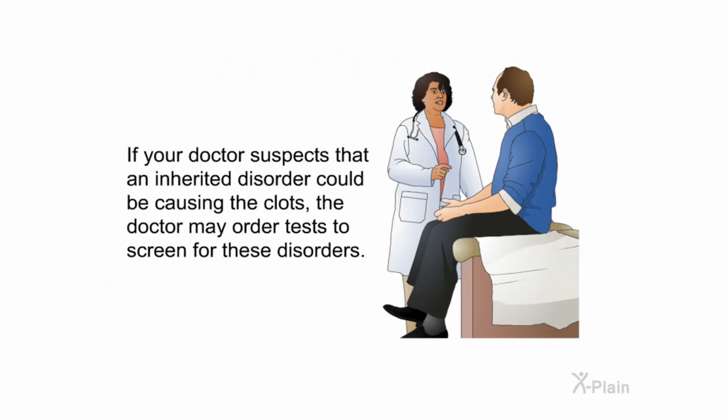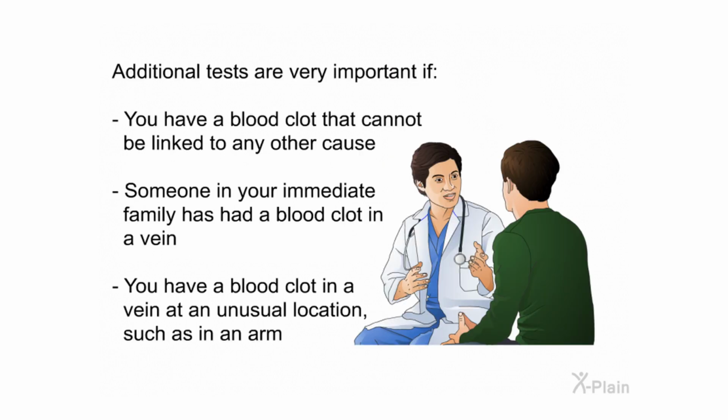If your doctor suspects that an inherited disorder could be causing the clots, the doctor may order tests to screen for these disorders. Additional tests are very important if you have a blood clot that cannot be linked to any other cause, someone in your immediate family has had a blood clot in a vein, or you have a blood clot in a vein at an unusual location, such as in an arm.